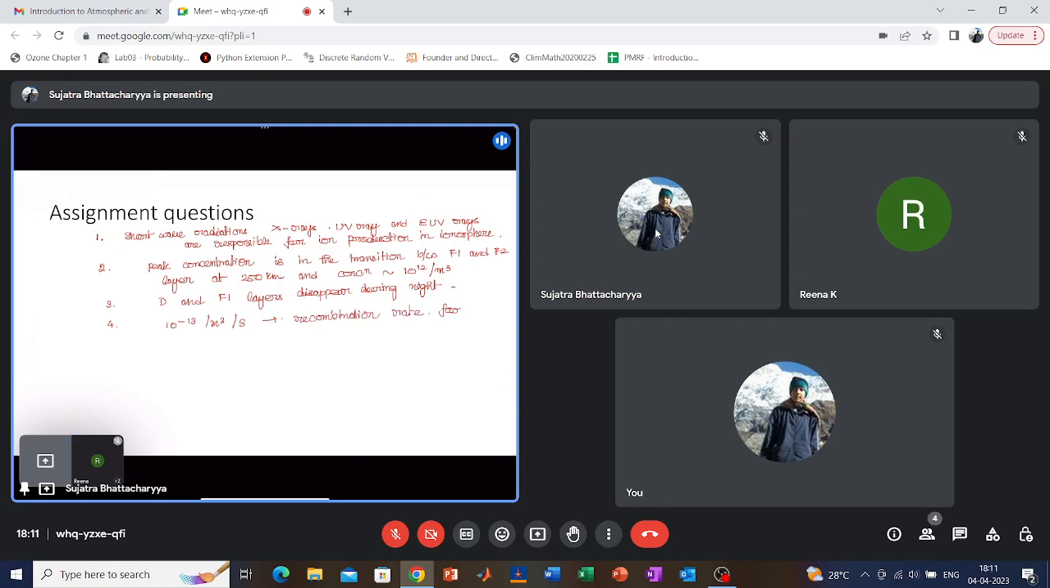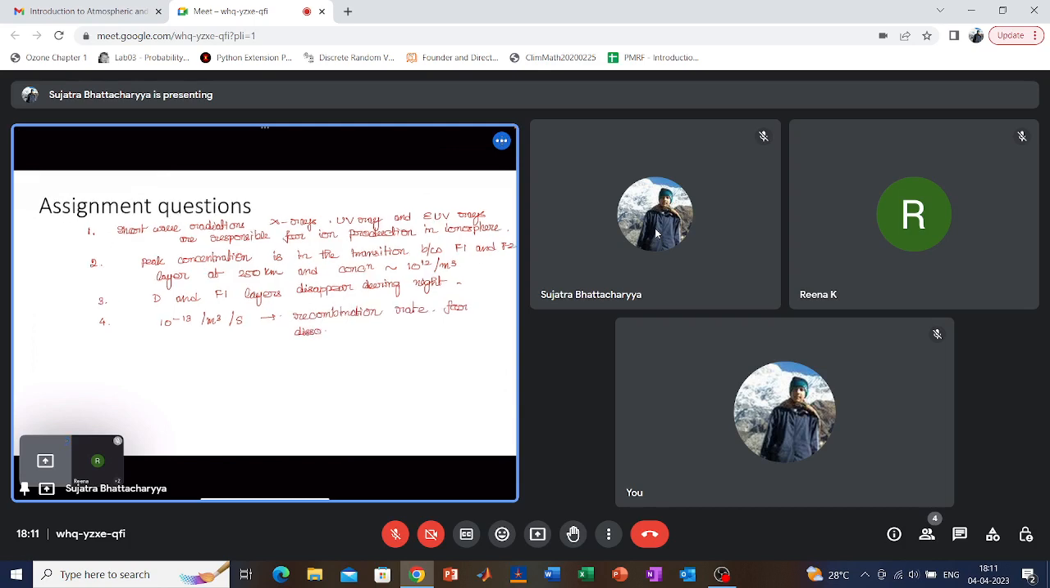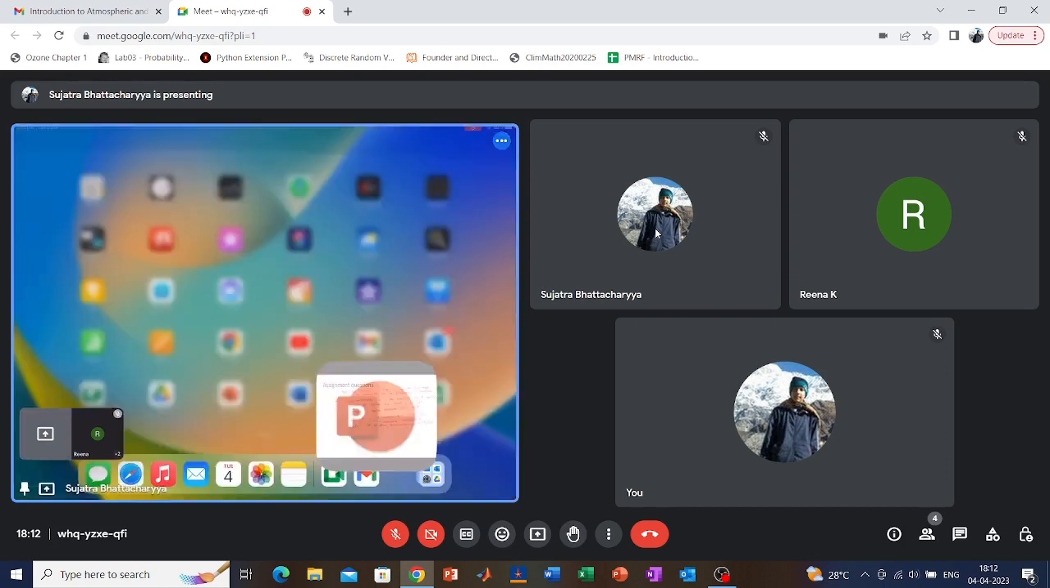for dissociative recombination. But for all other recombinations, it is of the order of say 10 to the power minus 18, which is less. Therefore, that is the fastest. Fine.